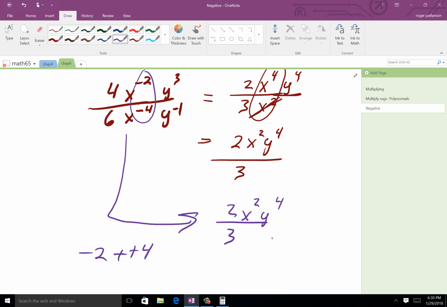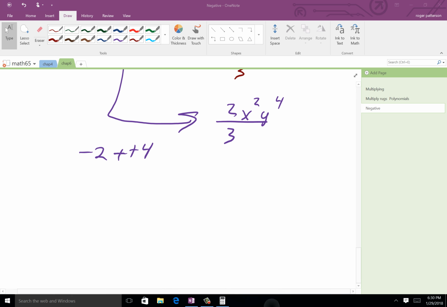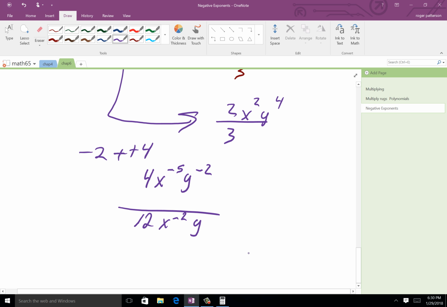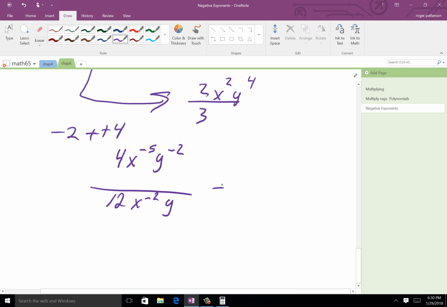All right. So let's take a look at another one of those because that's like kind of a crazy one. So let's go with 4 x to the -5th, y to the -2nd over 6. I think I just did that one. Let's do a 12 x to the -2, y. Okay, so if we did it, first of all, we need to reduce that 4 and 12 thing.